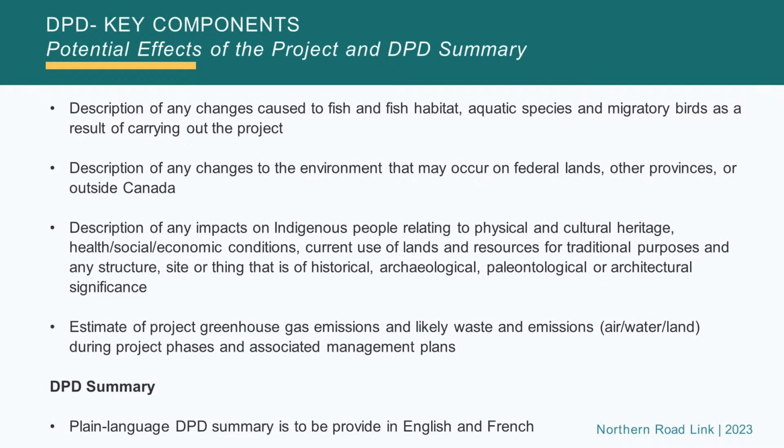As we move along here, another requirement is to identify potential effects of the project, and then there needs to be a detailed project description summary. So when we talk about potential effects, we're talking about things like description of any changes caused to fish and fish habitat, aquatic species, and migratory birds as a result of carrying out the project. It could also describe any changes to the environment that may occur on federal lands or in other provinces or outside of Canada.